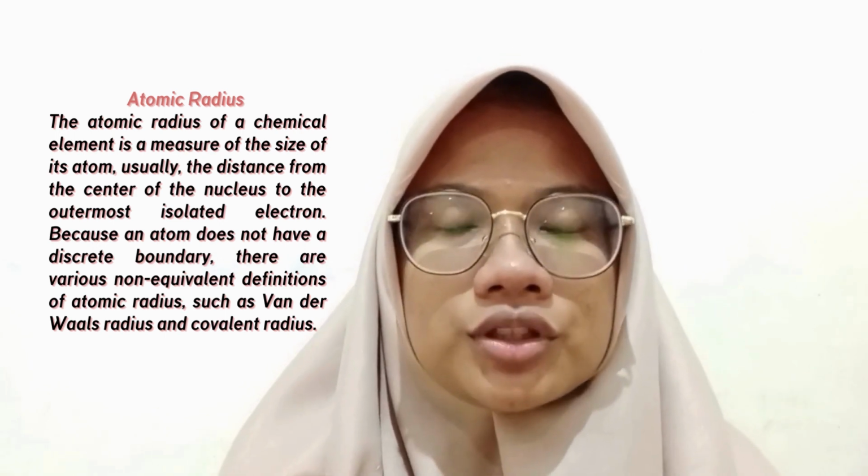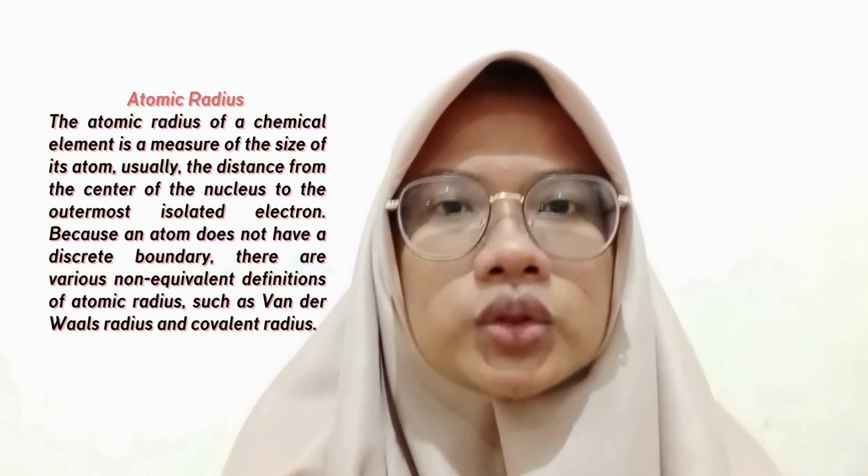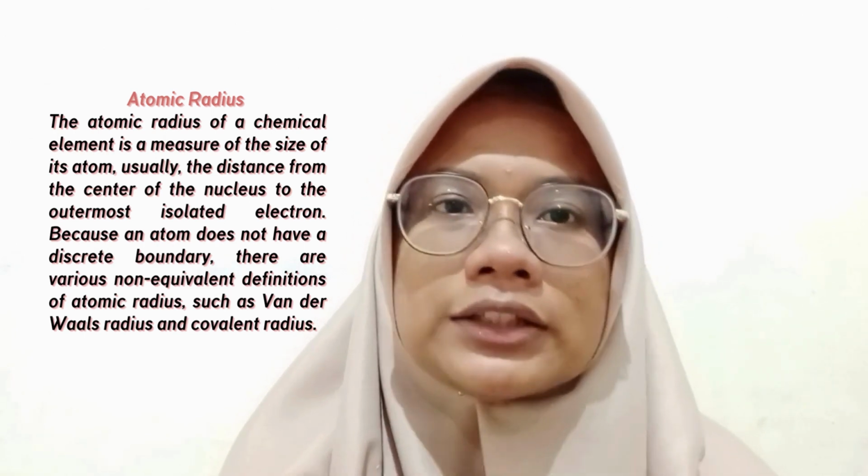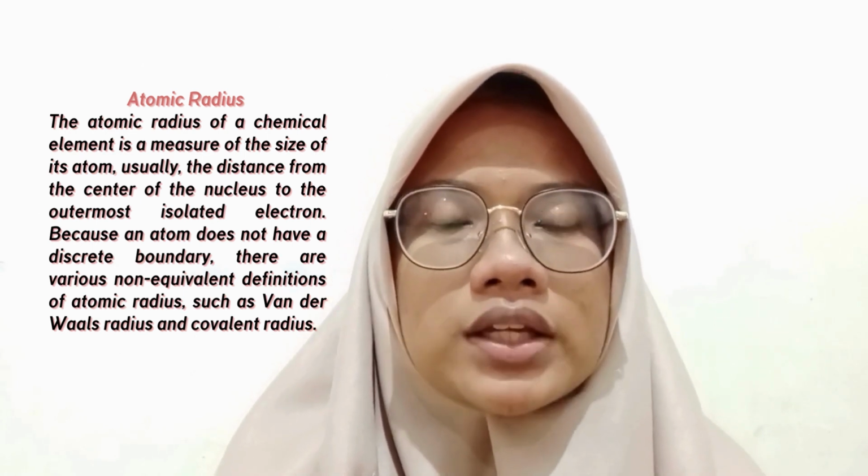Atomic radius. The atomic radius of a chemical element is a measure of the size of its atom, usually the distance from the center of the nucleus to the outermost isolated electron. That is because an electron does not have a discrete boundary. There are various non-equivalent definitions of atomic radius, such as van der Waals radius and covalent radius.